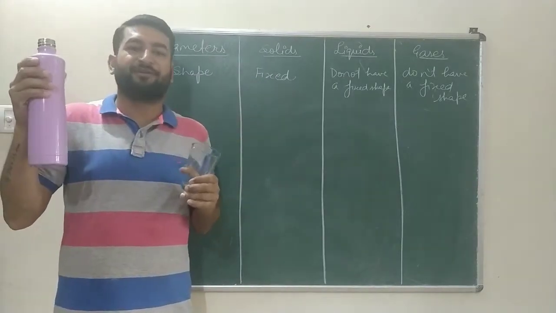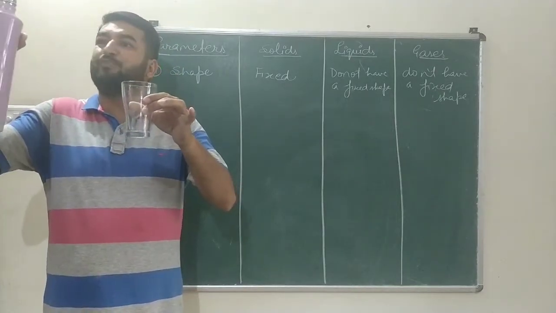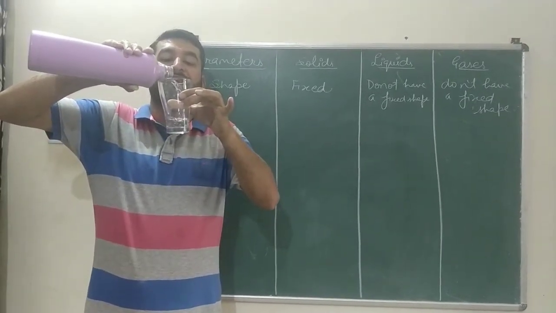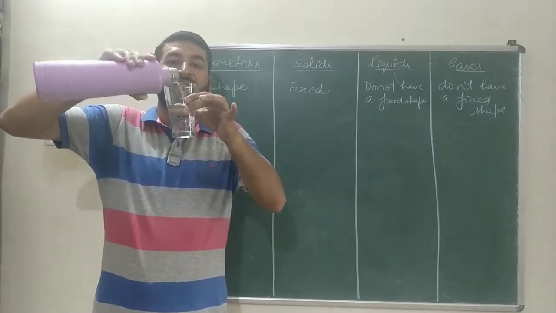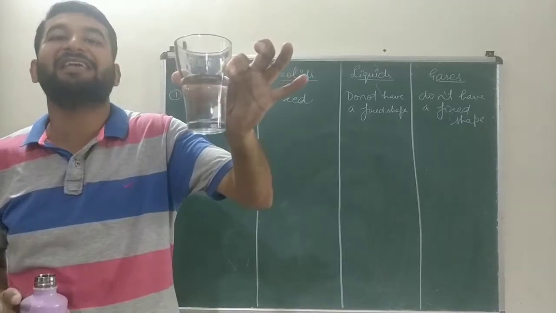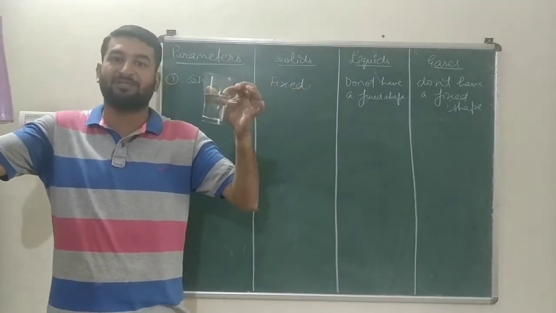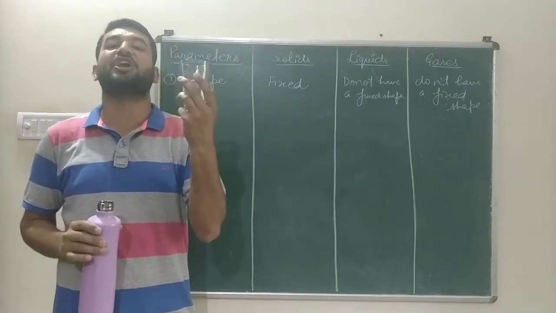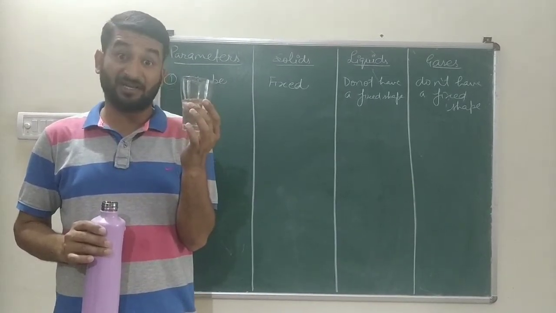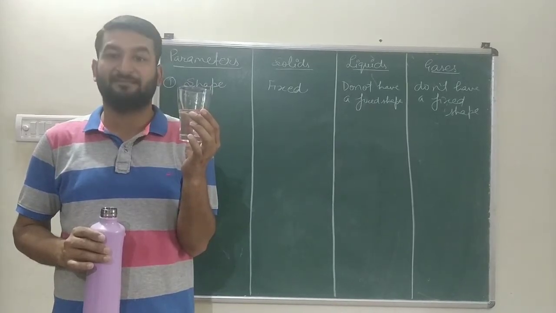This water bottle has water in it. Now the shape of the water is just like the water bottle. And if I pour this water from the water bottle into the glass, you can easily see that the shape of the water is just like the shape of the glass now. जैसे ही बच्चों मैंने इस वाटर बॉटल से पानी इसमें डाला, जो वाटर की शेप है वो ग्लास की शेप जैसी हो गई है. That means liquids do not have a fixed shape. They take the shape of the container.